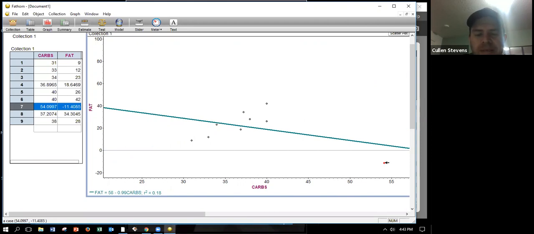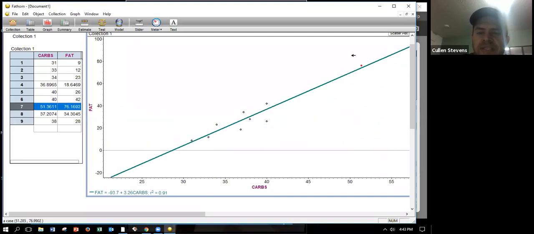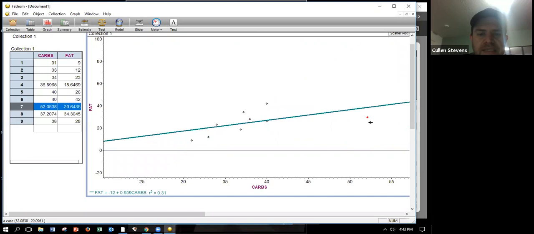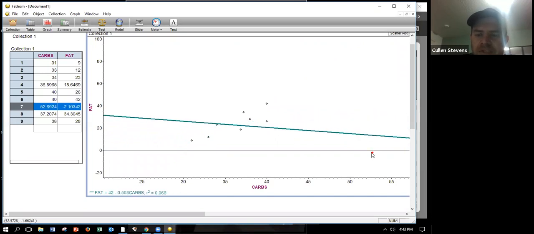That one point is so influential. Look how it's dragging the line towards it. No matter where I go, that line wants to chase it. That's just terrible. This is an influential point.